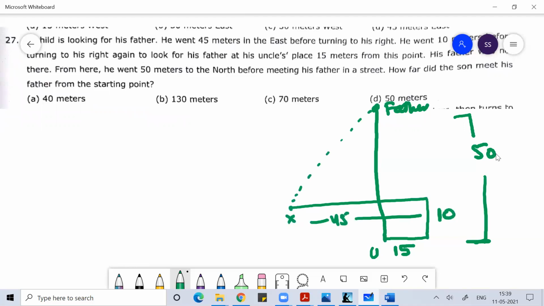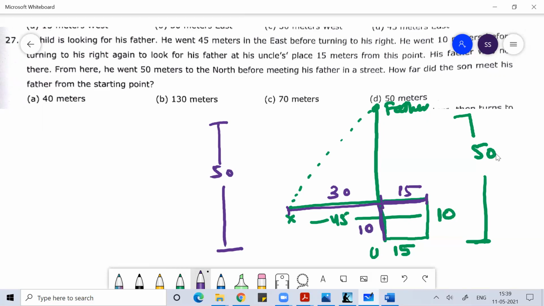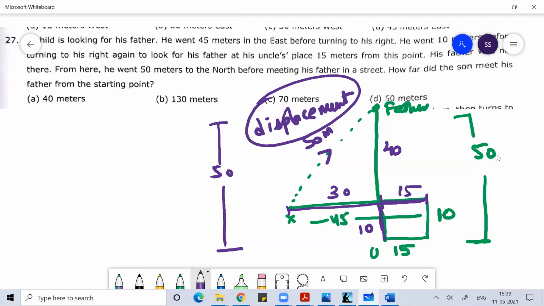Yes, sir. This total was 45 and this is 15, so this will become 30. And this total was 50 and this was 10, so it will become 40. This is also called displacement in physics, the shortest distance between the two points. So where the relevance will come, we should be aware of all these concepts, anywhere these things come.